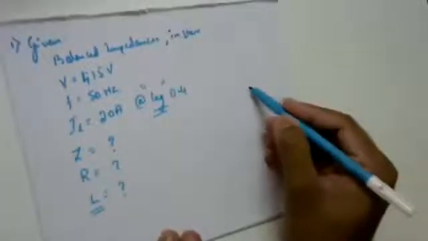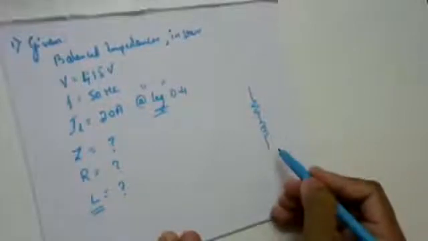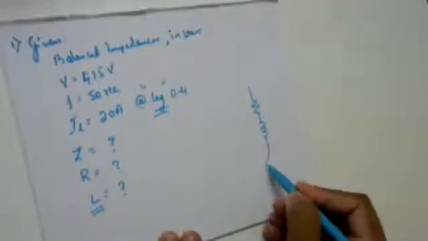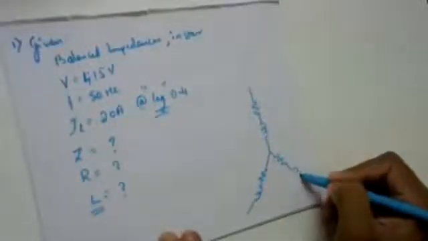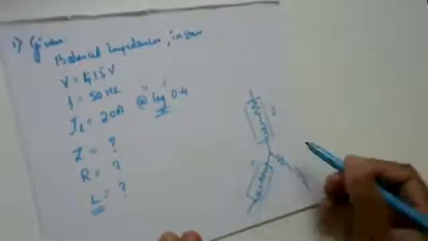Now the star connected load is shown like this. So this is R, L in one phase. Then again I'll have R and L in the second phase, and R, L in the third phase. Each of these forms an impedance Z.